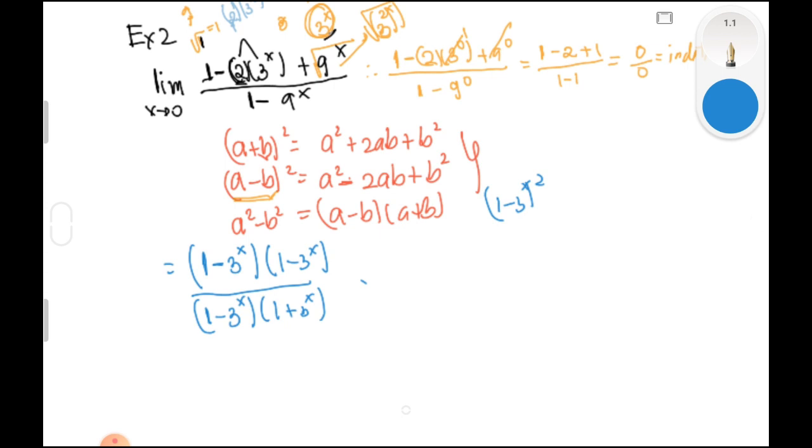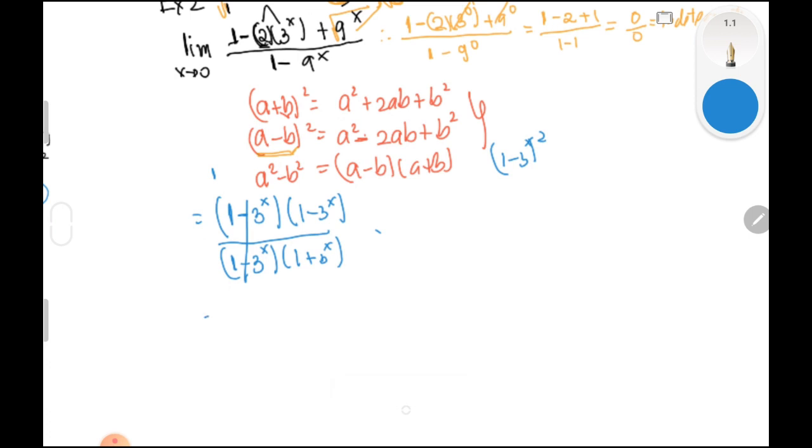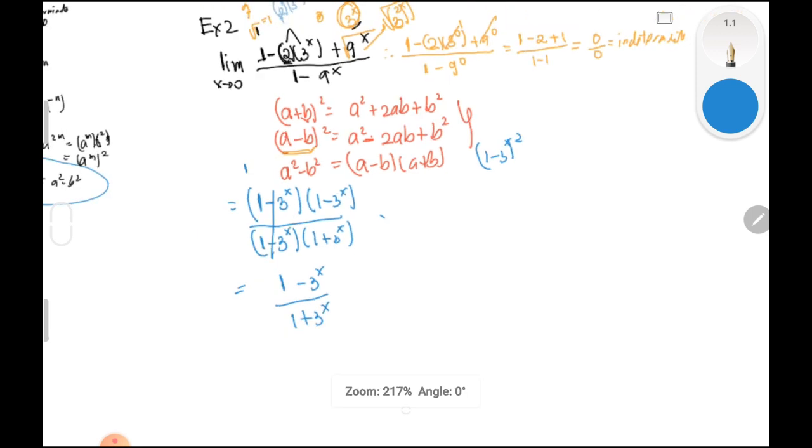So, after that, okay, so you can see that we will divide your 1 minus 3x multiplied by 1 minus 3x by 1 minus 3 raised to x multiplied by 1 plus 3 raised to x. So, cancelling out this equation because they are equal, which is equal to 1. Cancelling out, which means that they are equal to 1. So, therefore, we'll have a value of 1 minus 3 raised to x divided by 1 plus 3 raised to x. Now, evaluating the limit of the function, guys, as x approaches 0.